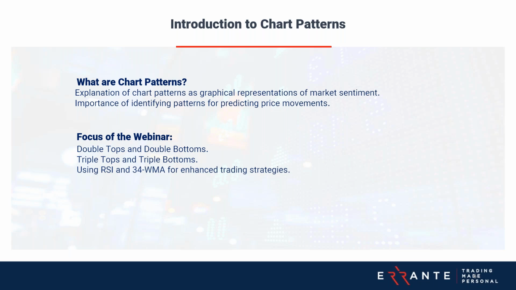Each chart pattern tells a story about the ongoing battle between bulls and bears, the buyers and sellers. For instance, a pattern that indicates buyers are unable to push the price higher despite several attempts may suggest a weakening uptrend, possibly signaling a forthcoming reversal. Conversely, a pattern showing repeated failure to push the price lower may indicate a strengthening uptrend. Understanding these stories helps traders make more informed decisions.